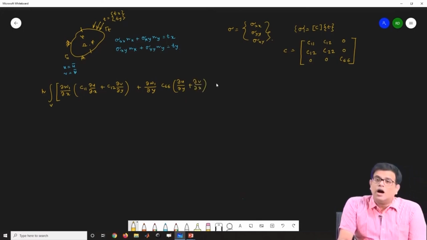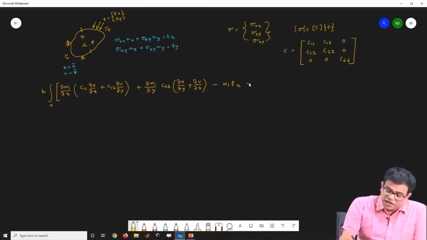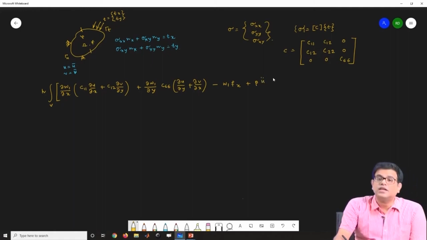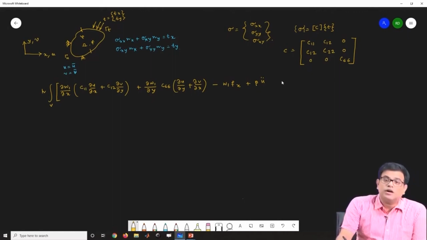you have the inertia term, which is due to the mass and inertial effect of the body. Then you have the forcing term, the body force term fx w1, and the inertia term, that is rho into u double dot, the acceleration. You have two axes, x and y. This is your axis and this is the displacement vector u, and v.